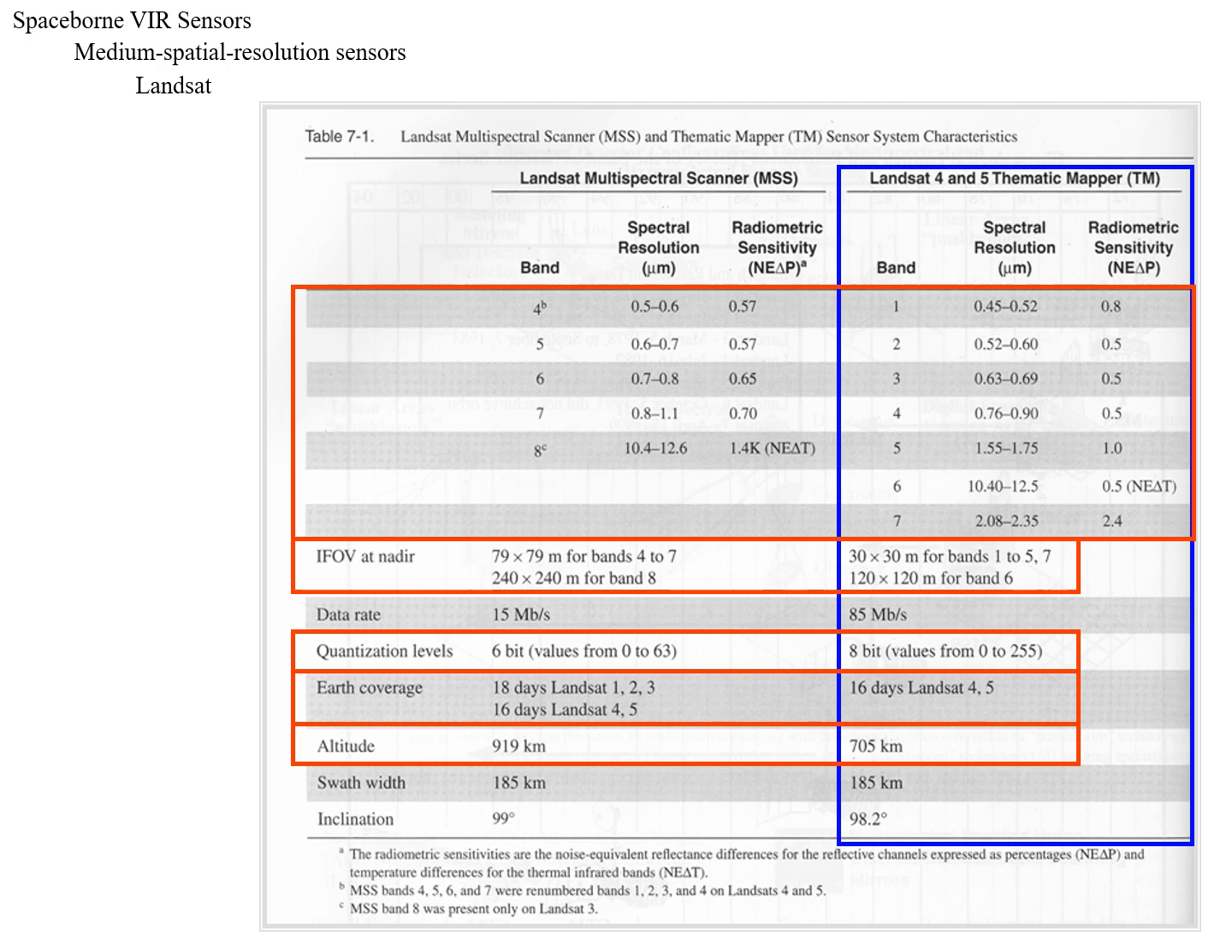Thematic mapper has a dramatic improvement in spatial resolution. There are 30 by 30 meter bands for bands 1 to 5 and 7, so visible, near, and mid-infrared, and then 120 by 120 meters for band 6, the thermal band. These are 8-bit values, so that's an incredible improvement.